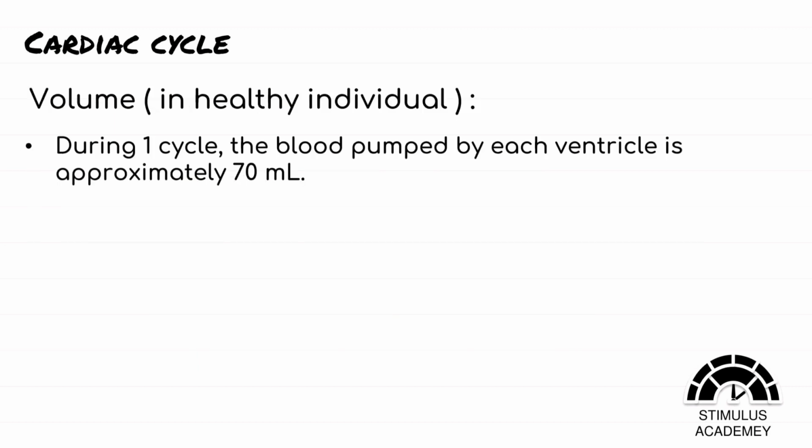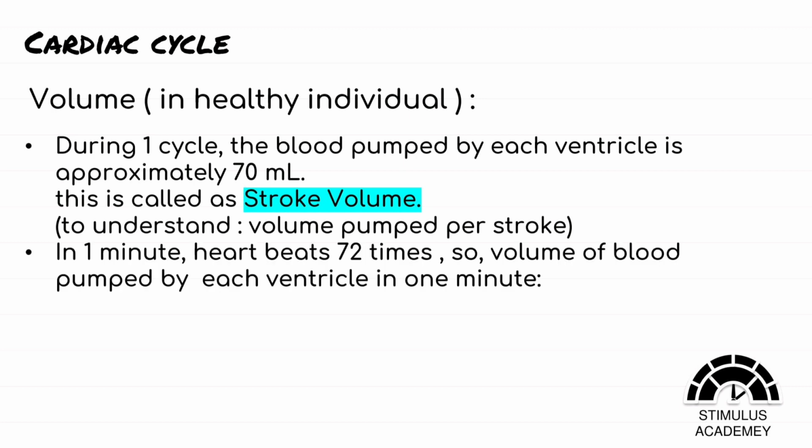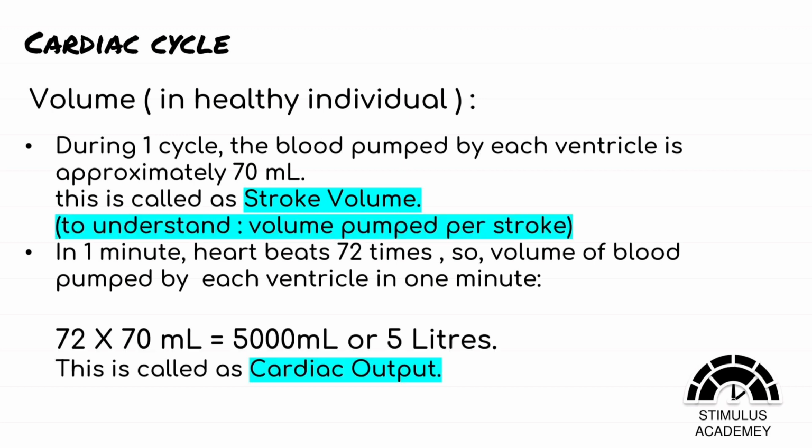Now we talk about volume in a healthy individual. During one cycle, the blood pumped by each ventricle is approximately 70 ml. This is called stroke volume. To understand, we can call it volume pumped per stroke. In 1 minute, the heart beats 72 times. So the volume of blood pumped by each ventricle in 1 minute is 72 times 70 ml, equal to 5000 ml or 5 liters. This is called cardiac output.